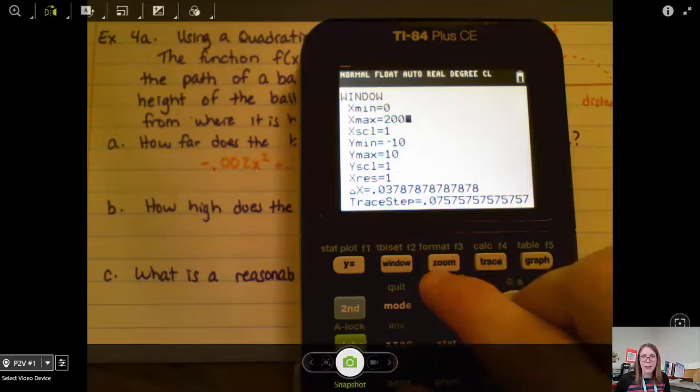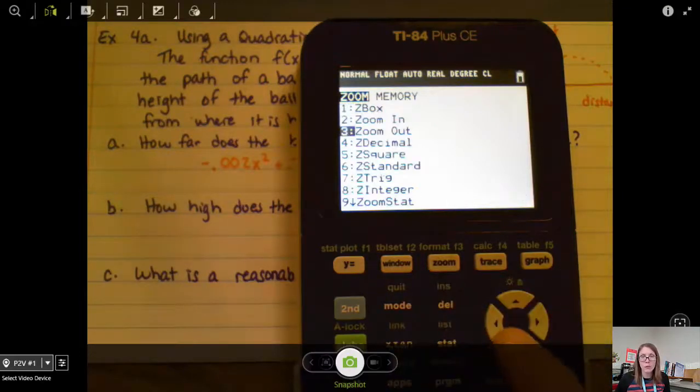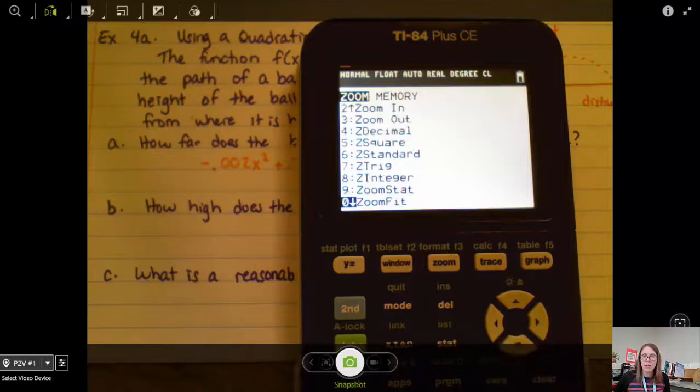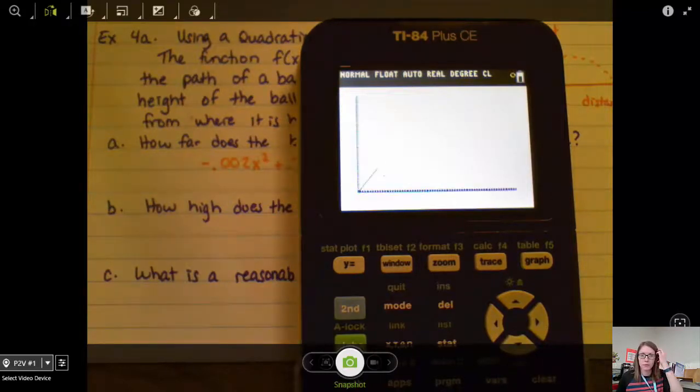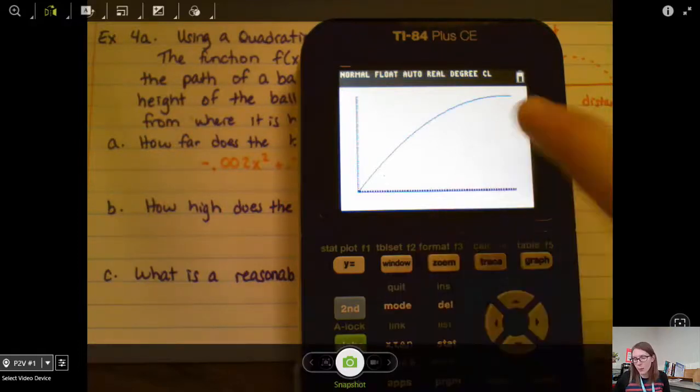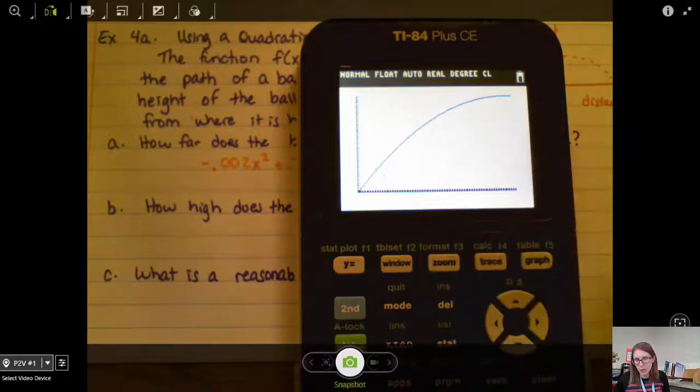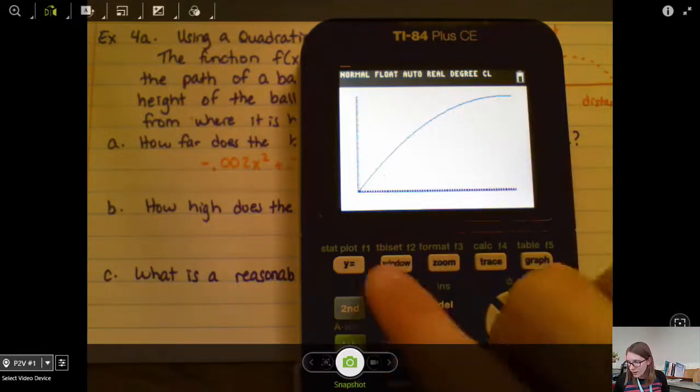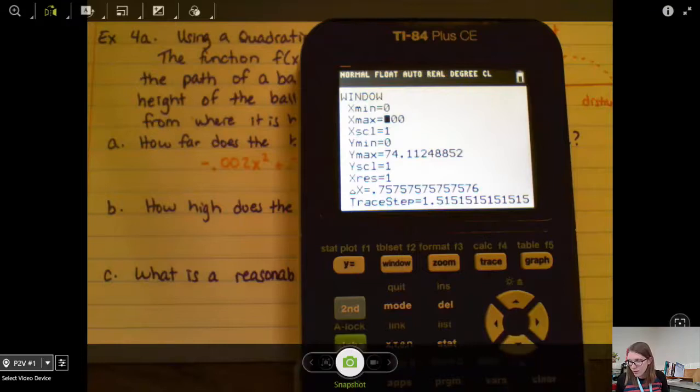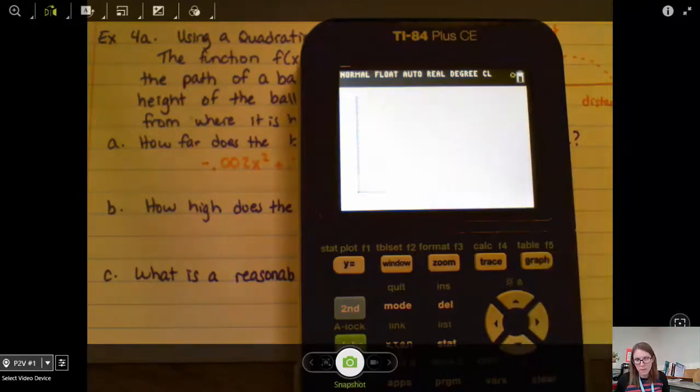That sounds reasonable for a baseball. I have no idea what my y values are going to be, but we can zoom fit to help us find them. All right, and it looks like we're pretty darn close to our vertex here. We might need to go just a little bit farther. But it's really not the vertex that we're trying to find, is it? It's our x-intercept. Let's make this x max 500. Ah, there we go. Okay, so x min is 0, x max is 500.